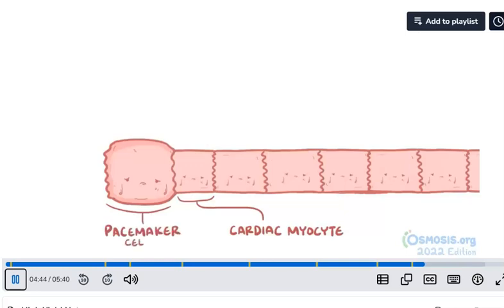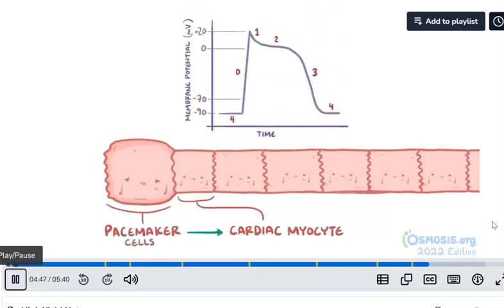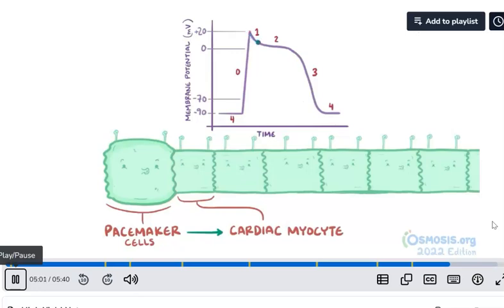In phase 4, the myocytes are at rest. In phase 0, sodium channels open up and there's an influx of sodium ions that makes the myocyte depolarize. In phase 1, potassium channels open up, and there's an outflux of potassium ions that brings down the charge a little bit. In phase 2, calcium channels open up, and there's an influx of calcium ions, and that counterbalances the potassium ion outflux, so it's called the plateau phase. In phase 3, calcium channels close, but the potassium channels stay open. So there's an overall outflux of potassium ions that brings down the charge and repolarizes the myocyte. And then it enters the resting state again.